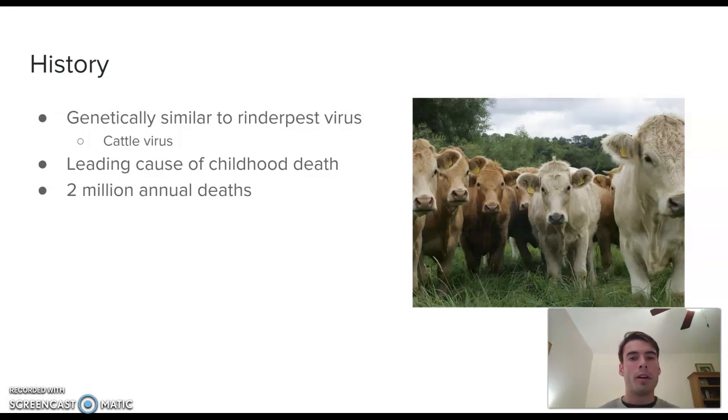Before the introduction of the vaccine, measles was the leading cause of childhood morbidity and mortality. It would cause about 2 million deaths every year before the introduction of the vaccine.